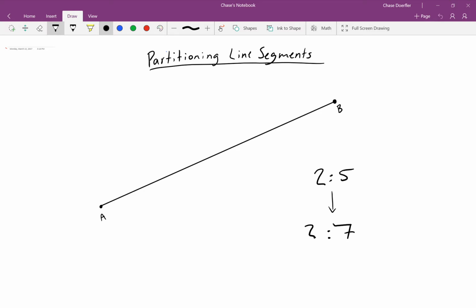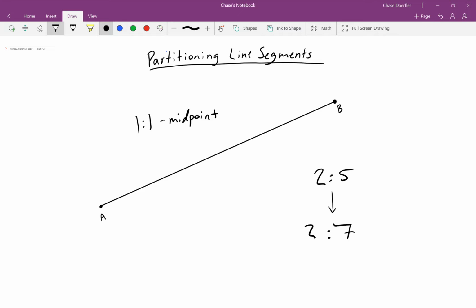And speaking of ratios, if you are given a 1-to-1 ratio by any chance, just be aware that they are looking for the midpoint. And the midpoint is very important in geometry.